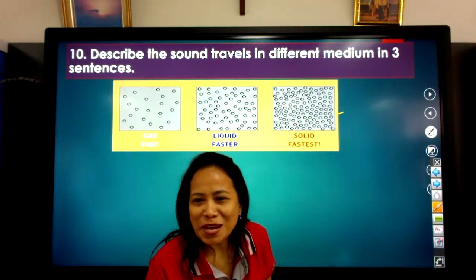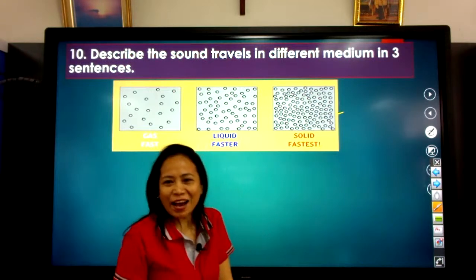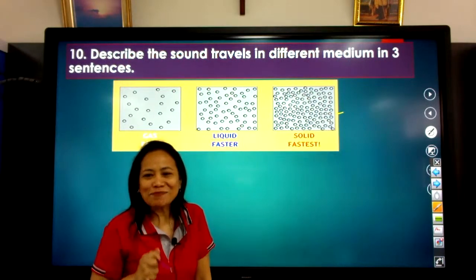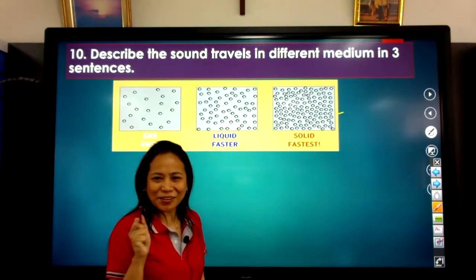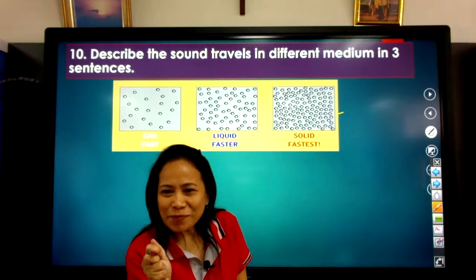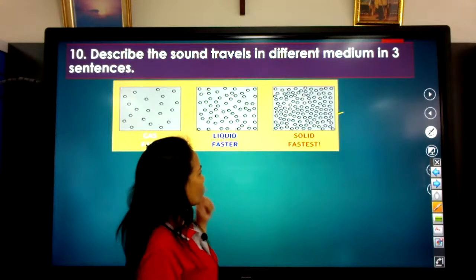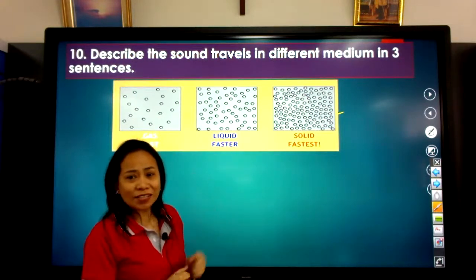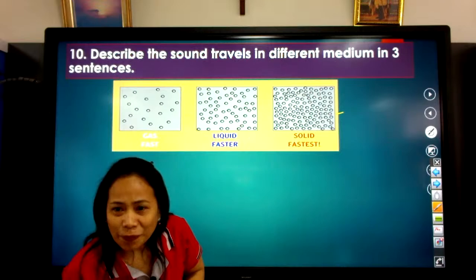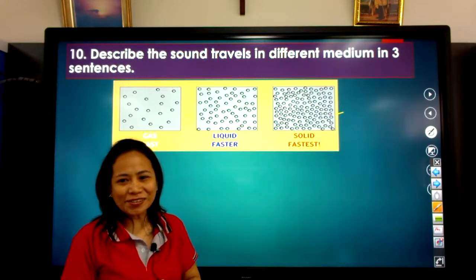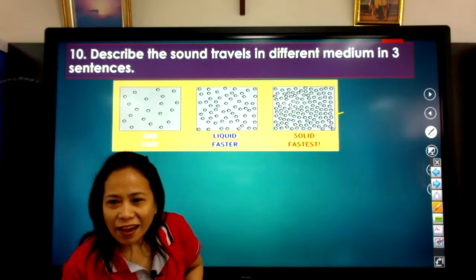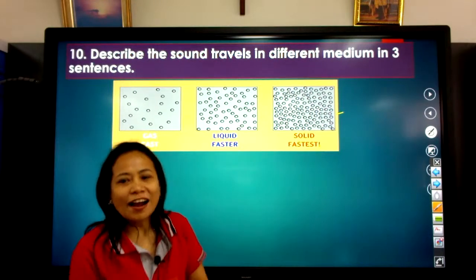What's that? I have many mass. What's that? Space in molecules. Yes, space in molecules, correct. What else? The molecules are close. Okay, correct. So, the molecules are close. The distance, also correct. Distance of molecules. Yes. And what is close there?